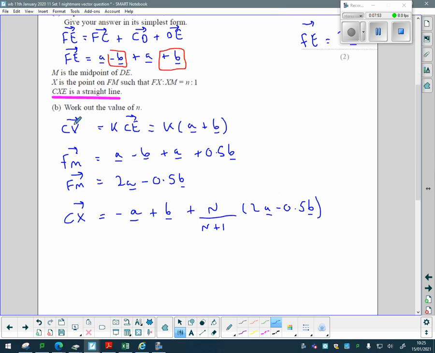So we've got this version of CX, and we've got this version of CX, and what we're going to do is we're going to equate the coefficients of A and B, and that's going to set us up with two simultaneous equations which we can use to find n. So equate coefficients of A and B.